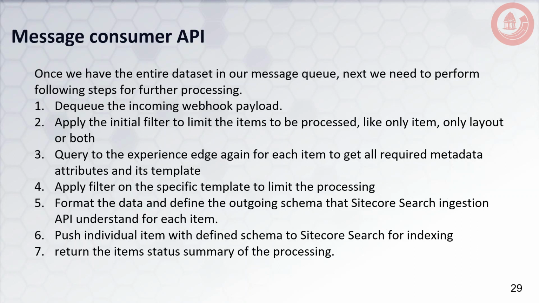Then polish or format the data and define the outgoing schema for the Sitecore Search Ingestion API. We cannot pass it as we are receiving it from the payload. We need to transform it into another format that the Sitecore Ingestion API understands. Then we'll use the Ingestion API to push these individual items with the defined schema to Sitecore Search for indexing and return the item status summary for the processing.